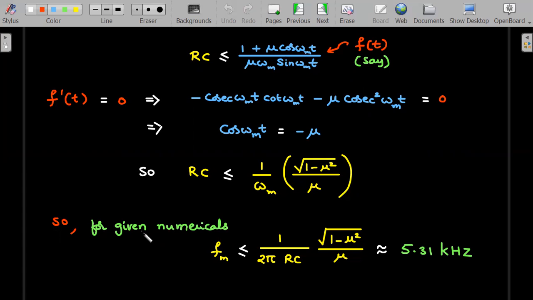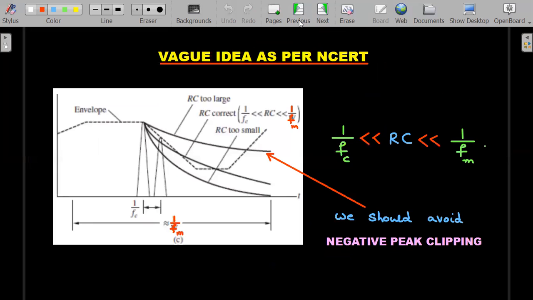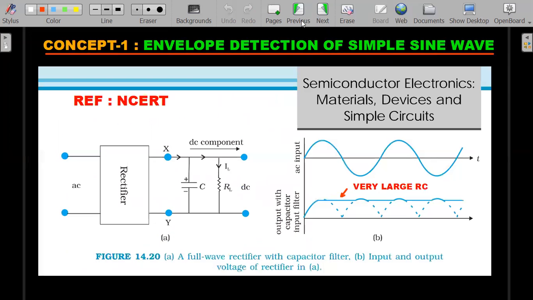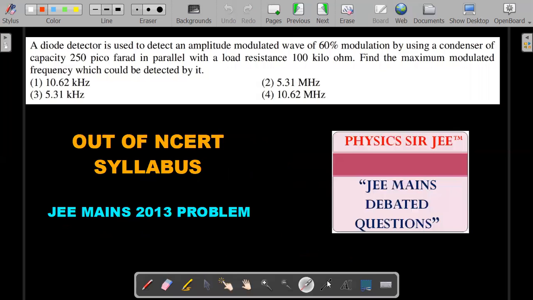So from the given numericals in the question, R was, I think, some number of ohms, C was 250 picofarad. You should be able to take this omega on this side, right? I wrote it in frequency, so 2 pi stays here, RC comes down. Mu was given as 0.6, I think 60% modulation, so 0.6. When you substitute, you get the value of 5.31 kilohertz. So if you go back and search for the options that are given, I think you will find one of them, which is 5.31.